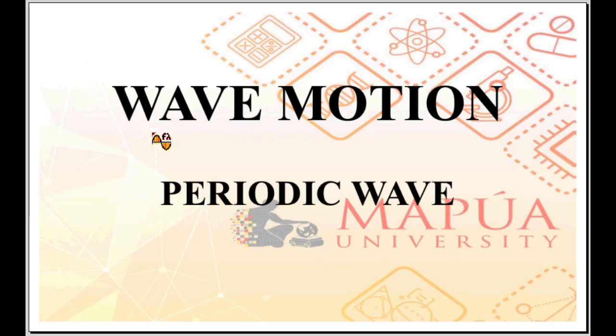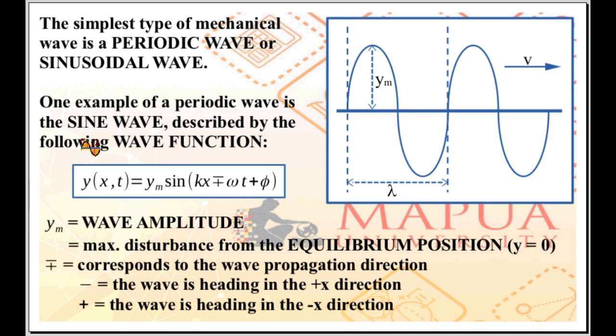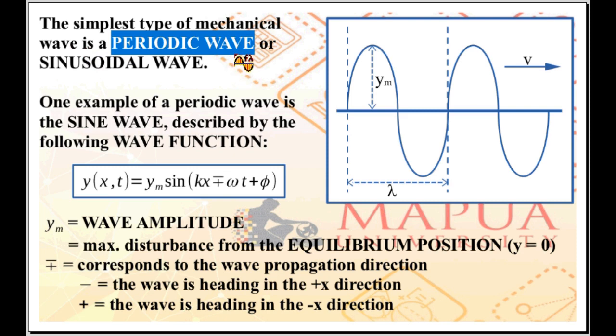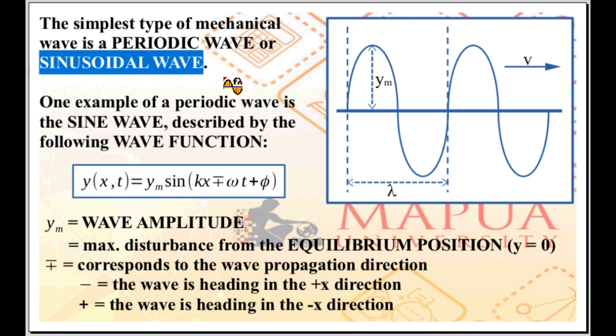And now to the next part in our discussion on wave motion. We have the periodic wave. In the previous video, we talked about mechanical waves. The simplest type of mechanical wave is a periodic wave. A periodic wave is sinusoidal in shape. Thus, a periodic wave is also referred to as a sinusoidal wave.